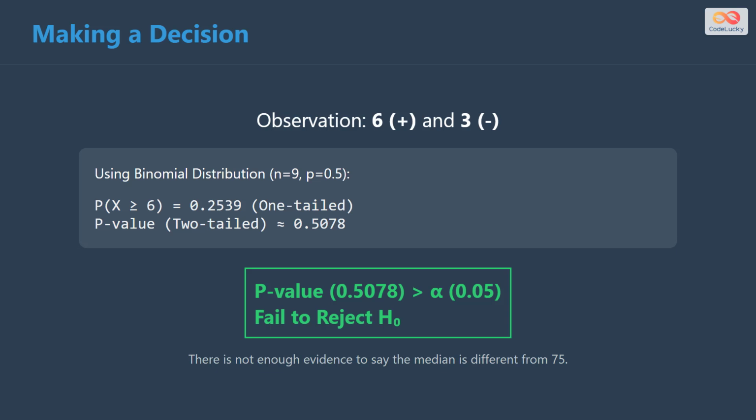Now we make a decision. We observed 6 pluses and 3 minuses. Using the binomial distribution for n equals 9, the probability of getting this result, or something more extreme, results in a p-value of roughly 0.5. Since this p-value is much larger than our alpha of 0.05, we fail to reject the null hypothesis. There is no evidence to prove the teacher wrong.